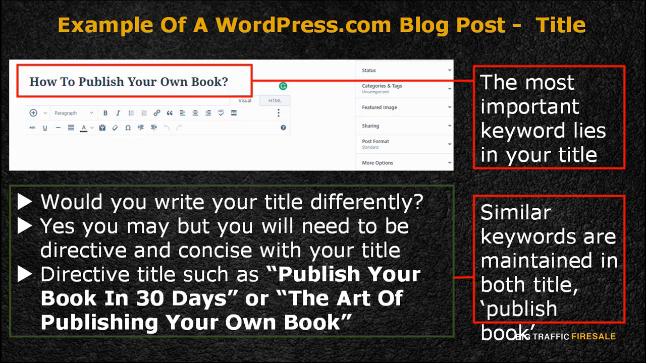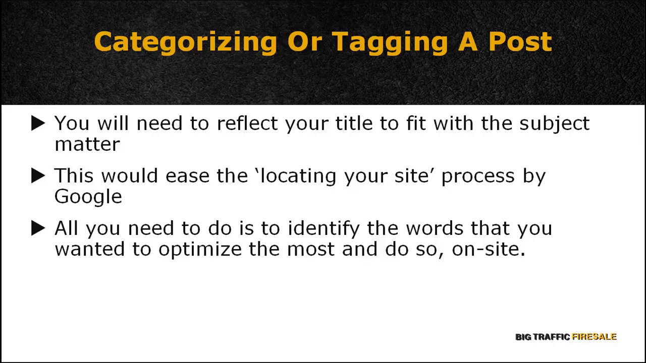Say you have a blog post in a common area known as WordPress. In it, you have a post that talks about how to publish your own book. The most important keyword lies in your title. Would you write your title differently? Yes, you may, but keep in mind that you will need to be direct and concise. Something like "Publish Your Book in 30 Days" or "The Art of Publishing Your Own Book." Similar keywords are maintained in both titles: publish, book.